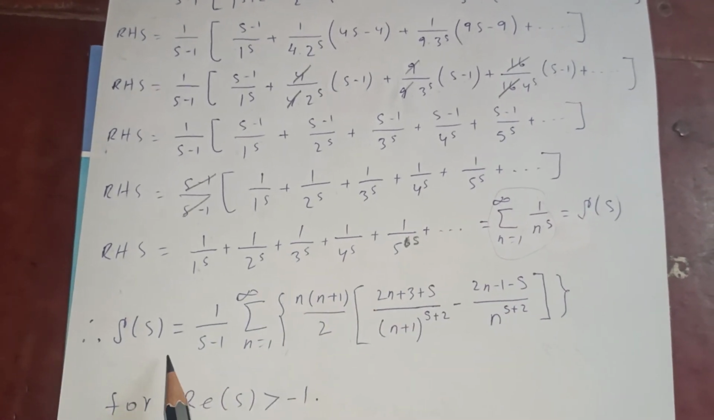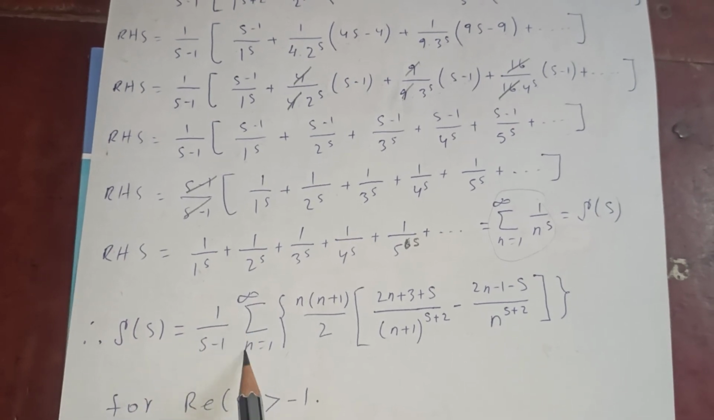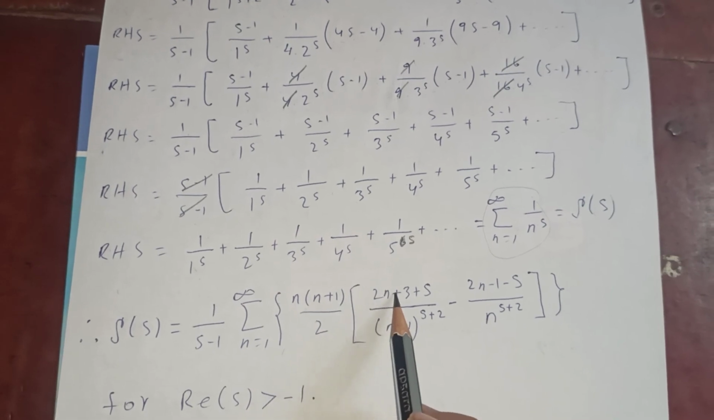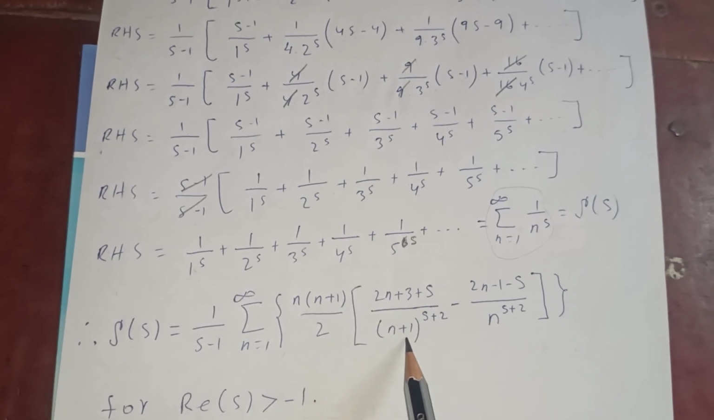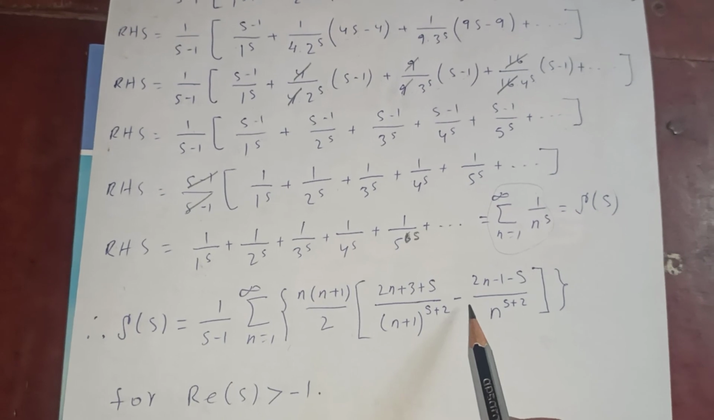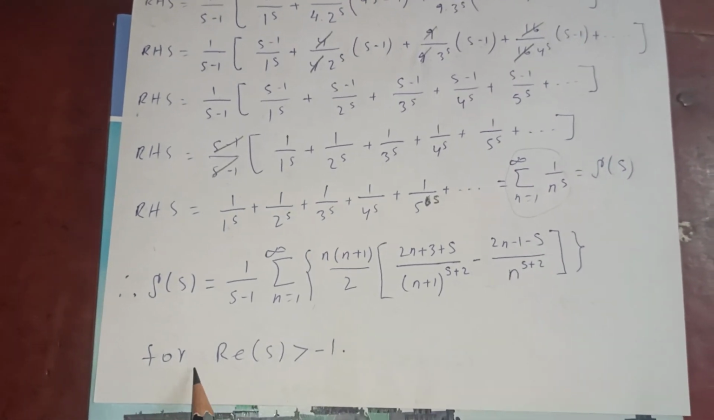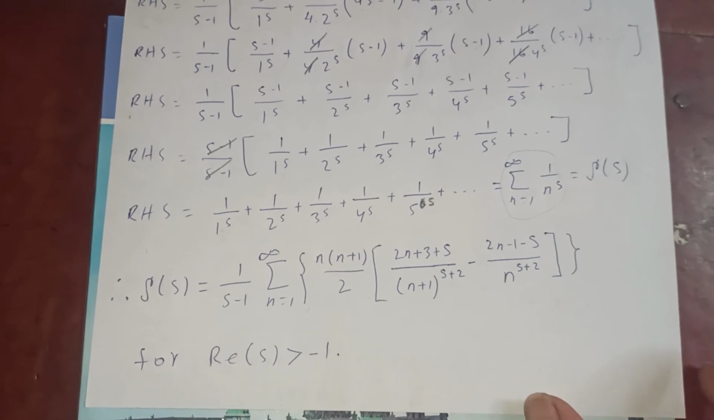Therefore zeta of s is 1 over s minus 1 times the sum from n equal to 1 to infinity of (n plus 1) by 2 and (2n plus 3 plus s) upon (n plus 1) to the s plus 2, minus (2n minus 1 minus s) upon n to the s plus 2, such that the real part of s must be greater than minus 1. So this is how I prove it, okay?